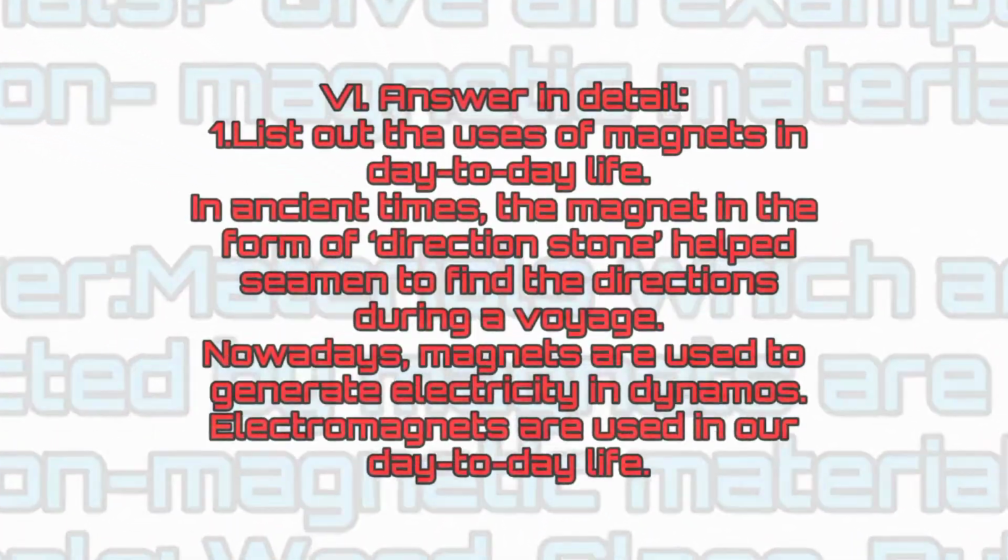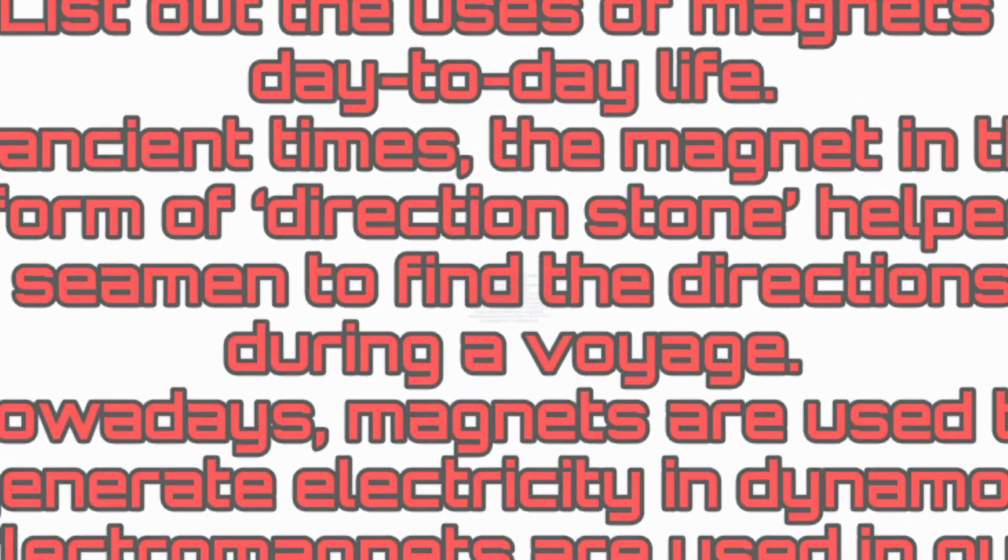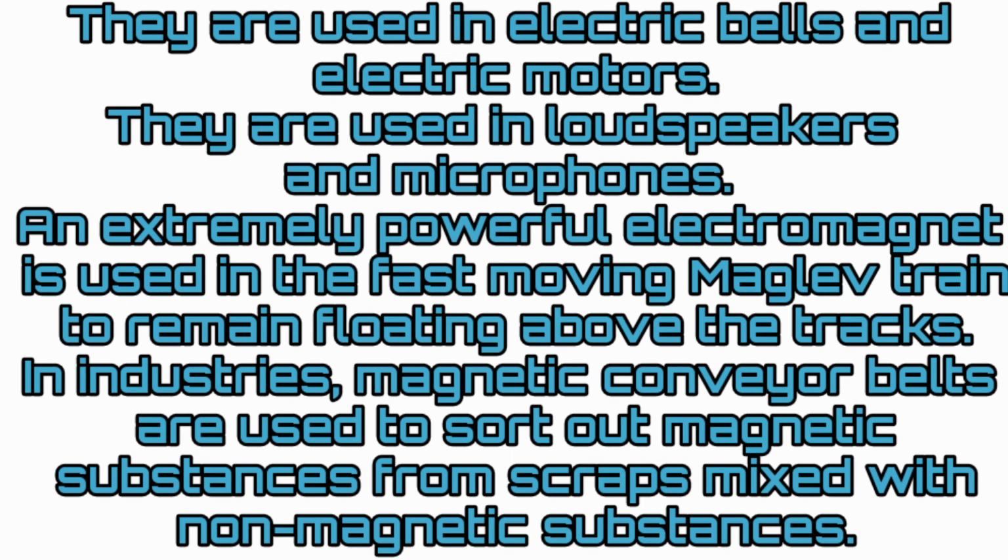Answer in detail. List out the uses of magnets. Answer. In ancient times, the magnet in the form of direction stone helped seamen to find the directions during a voyage. Nowadays, magnets are used to generate electricity in dynamos. Electromagnets are used in our day-to-day life. They are used in electric bulbs and electric motors. They are used in loudspeakers and microphones.